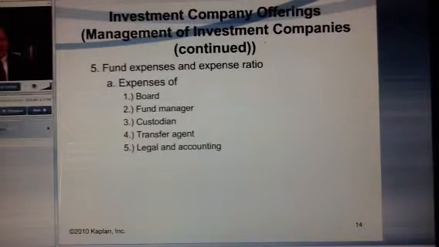So we've got fund expenses. Everything that we've talked about so far, other than the 12b-1 fees, are fund expenses. So we have the board of directors, the fund manager, the custodian bank, and the transfer agent. Those are all fund expenses. Legal and accounting would also be a fund expense. We know who's really paying for everything, but we do refer to these as fund expenses.